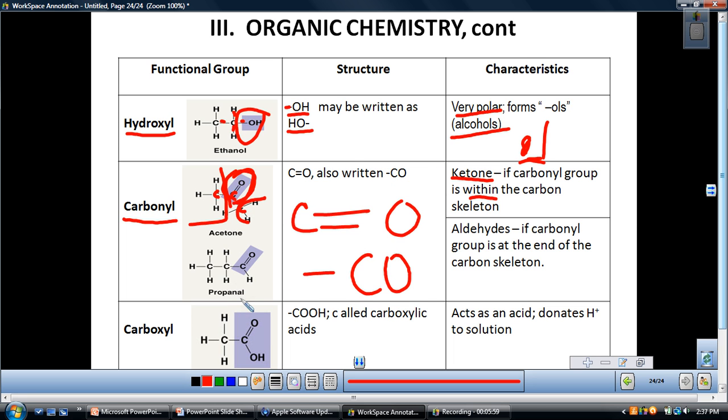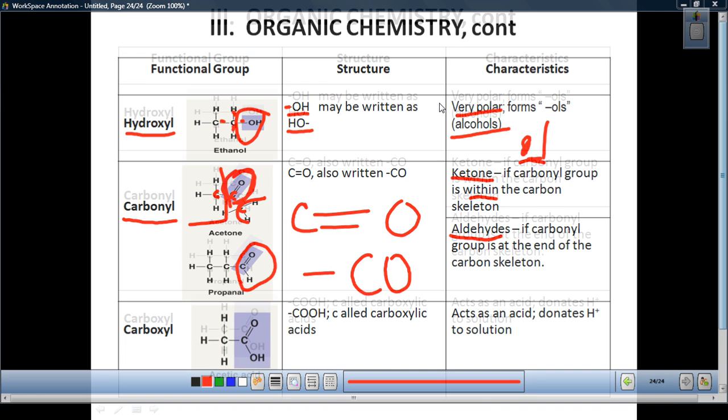If it is at the end of the carbon skeleton, like this C double bonded to O is on the last carbon that's in here, it's known as an aldehyde. So that carbonyl group is at the end of the carbon skeleton. So one more time, the group is called carbonyl. It's a carbon double bonded to an oxygen. If it's within the carbon chain, it's a ketone. If it's at the end, it's known as an aldehyde. All right, third one, moving right along.